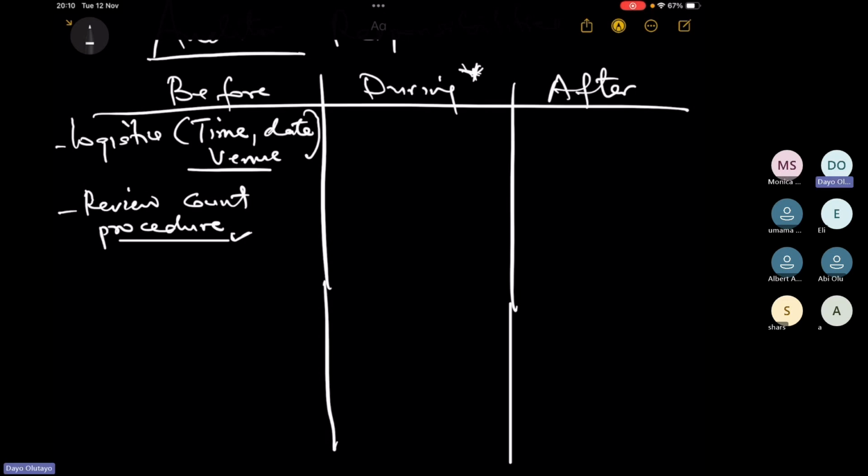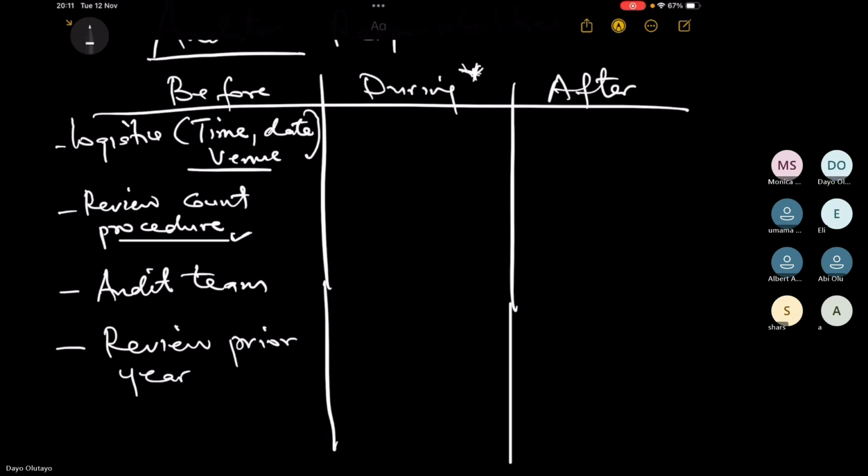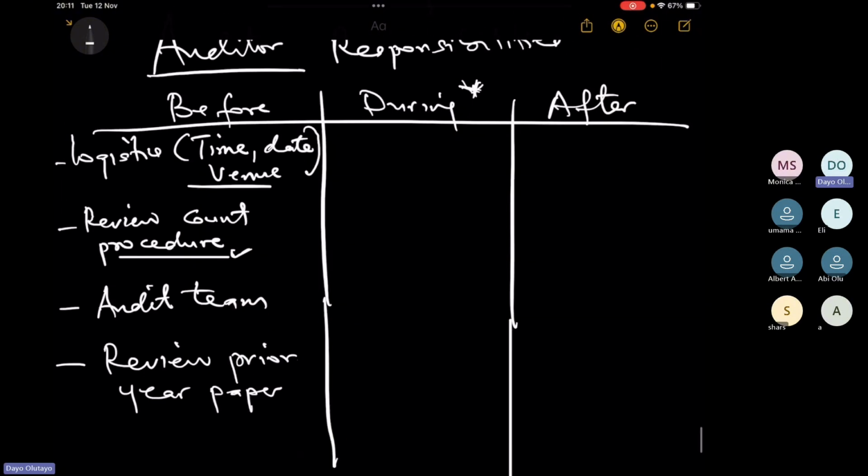Okay. And likewise, auditors need to put together their team. So who are the people that will be going to observe? How many warehouses are we going to? Who should go to where? So they need to form the audit team that will do it. And if you have more time, you should review prior papers to see whether there are popular problems. Sometimes you can see if there are problems that are likely to happen during the count. So these are the things auditors must do before the count.